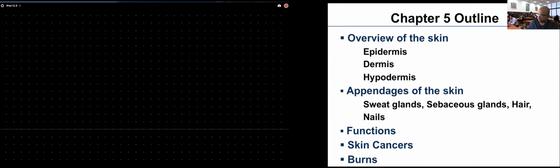We're going to see the different parts of the skin: epidermis, the dermis, and the hypodermis. We're going to discuss the appendages of the skin, which includes the sweat glands, sebaceous glands, and hair and nails. We're going to be studying the functions of the skin. You're going to have a brief overview of the three most common types of skin cancers, and we're going to have a brief overview of burns.